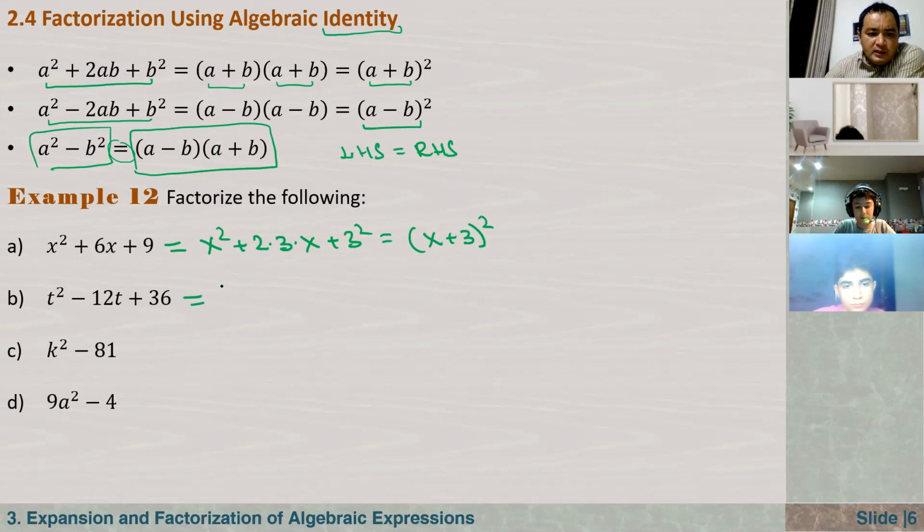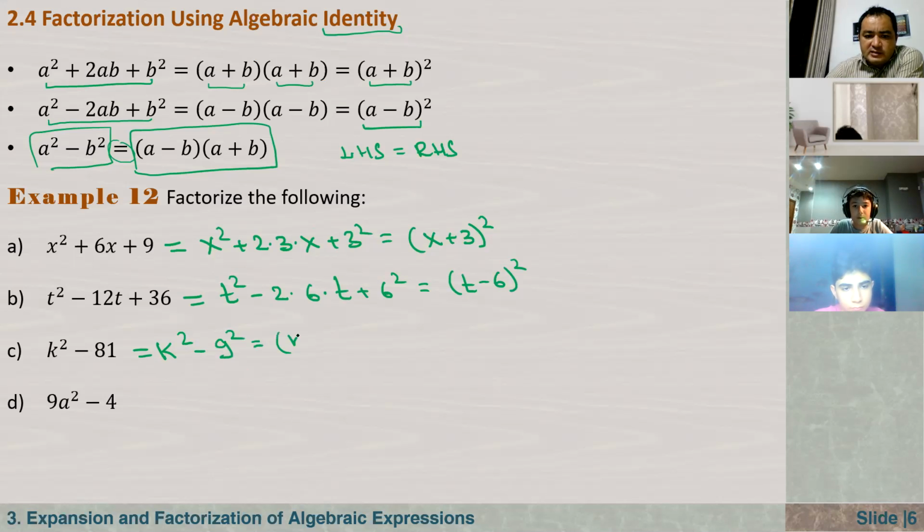Actually, the more compact form x plus 3 squared is also in factorized form. How about b? Here we have t squared minus 2 times 6 times t. And here we have 6 squared. Also, we are familiar with this expression, right? It's also a perfect square. So that's equal to t minus 6 squared. And how about this? Two terms. So we should remember the third one, k squared minus 9 squared. How can we factorize this? That is k minus 9, and here we have k plus 9.